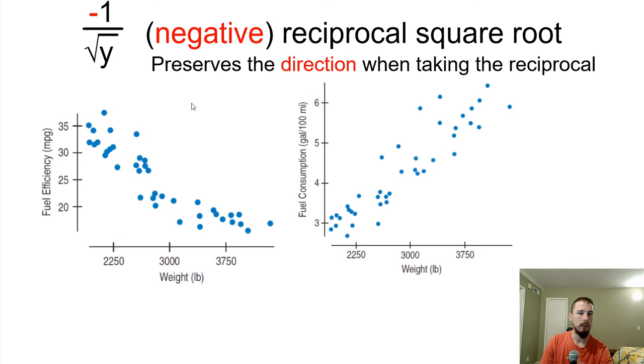All right, the negative reciprocal square root. So the negative part preserves the direction. So if I just take the reciprocal square root, what ends up happening here, just like on the reciprocal here, is that instead of having a negative association, now it becomes positive. So what we do is we actually do the negative or the opposite reciprocal square root, which is going to preserve it so that it's still a negative association. So that's all the negative is doing there. Anyway, so we preserve the direction when we're taking the square root.